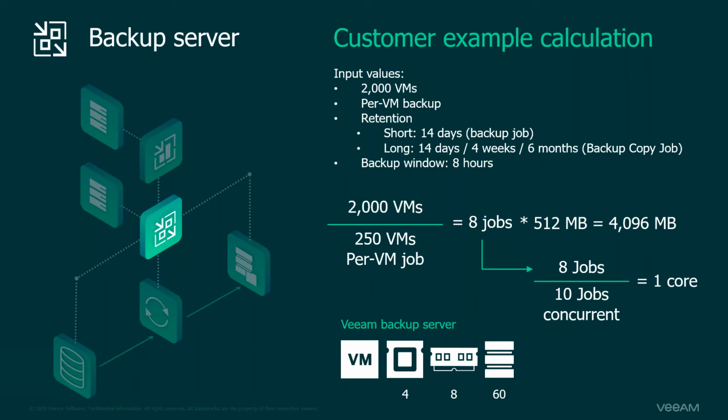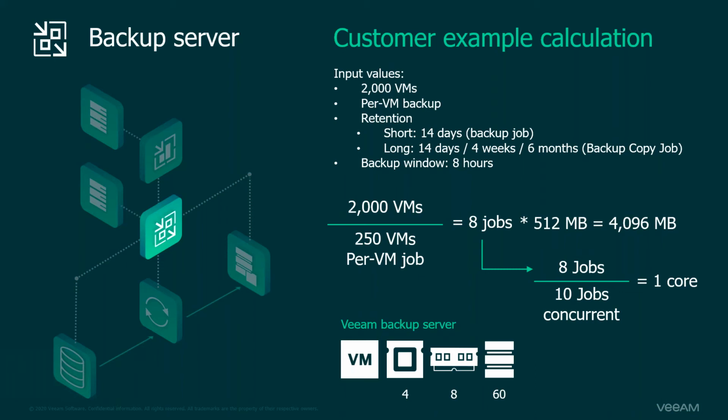But for our customers, 2,000 virtual machines, because we're going to repositories based on per VM, the best practices would say 250 virtual machines per job. So we'll go ahead and take our 2,000 VMs, divide that by 250, tells us that we're going to need 8 jobs. So those 8 jobs times 512 meg tells us we'll need 4 gig of RAM.